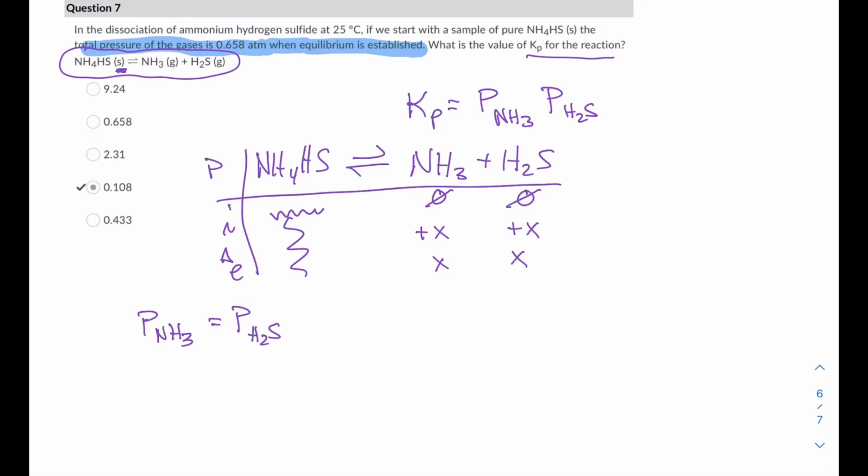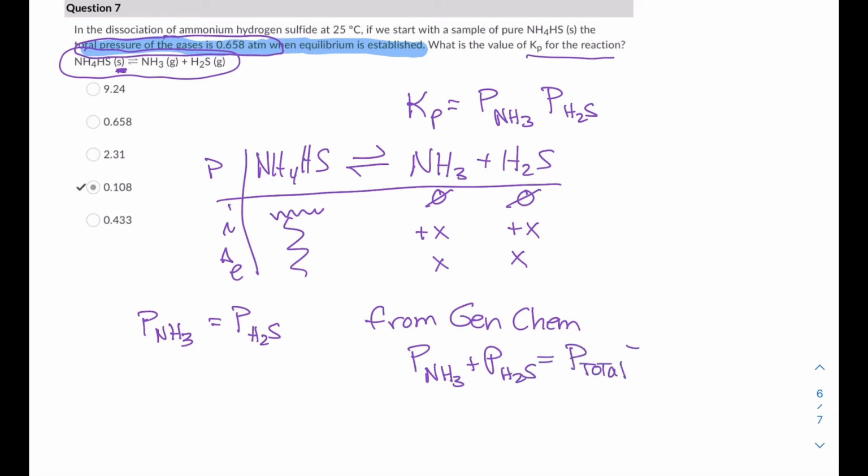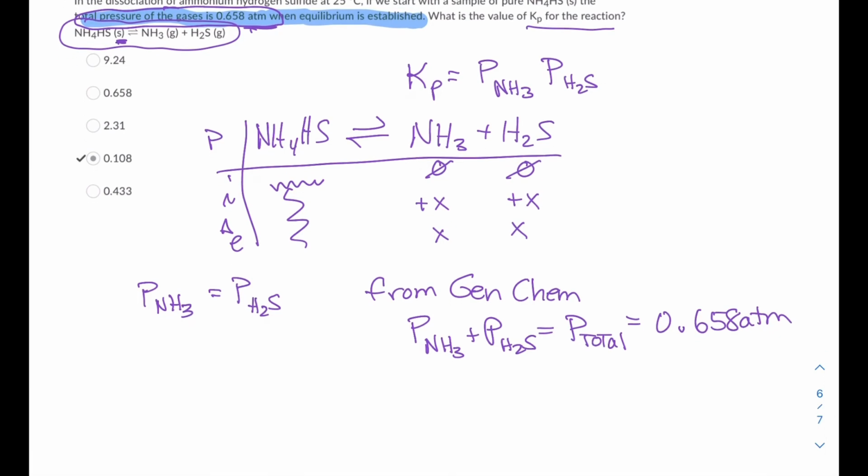Now I'm going to go back to what I learned from Gen Chem 1. From Gen Chem 1, we learned about Dalton's law of partial pressures. If I have more than one gas in a container, the partial pressure of the gases added together equals the total pressure in the container. And I know that the total pressure at equilibrium is 0.658 atmospheres. So the total pressure is 0.658. And the total pressure is made up of adding together these pressures, which are equal to each other.